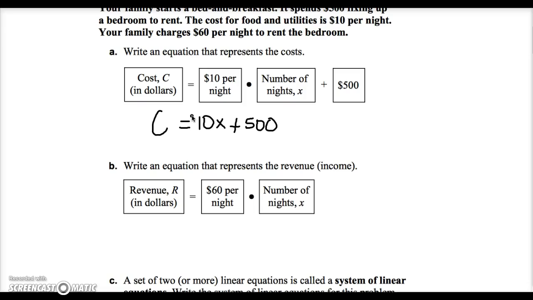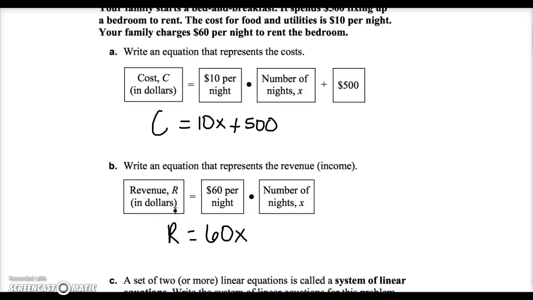Now part B says write an equation that represents what's called the revenue. Okay? And the revenue is the income. What is your family making off of running this bed and breakfast? So here's the revenue. They say to use R. So R equals, the only thing you're making is that your family charges $60 per night. So 60 times X. So notice we have 2 equations right here. One for the cost and one for the revenue or the income.